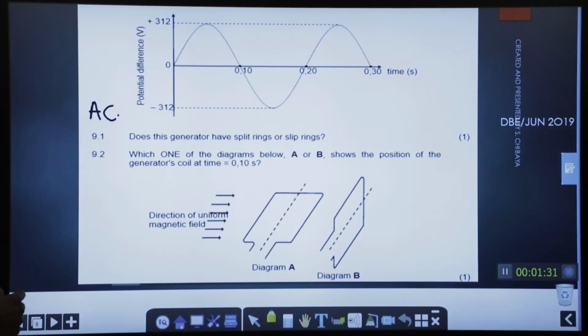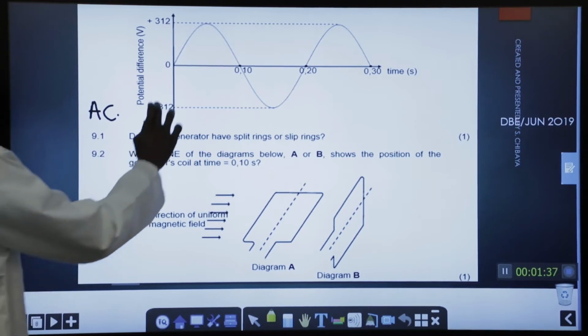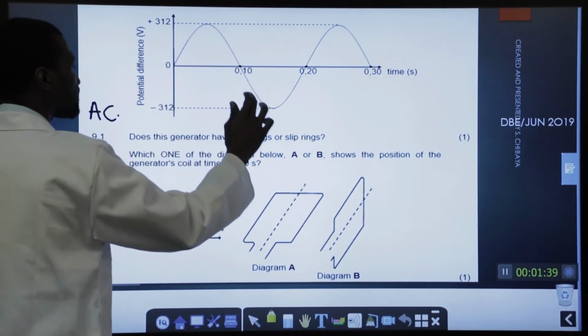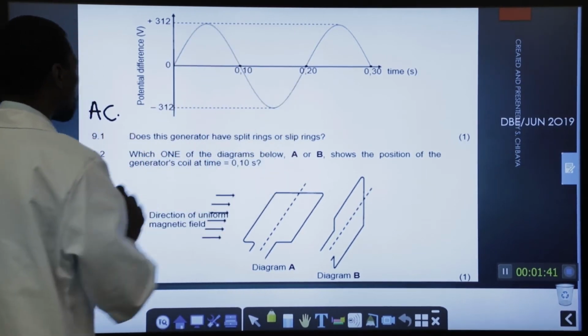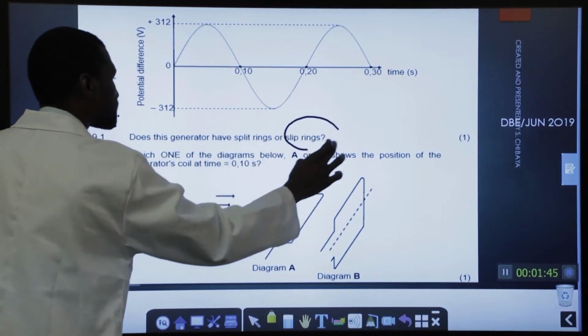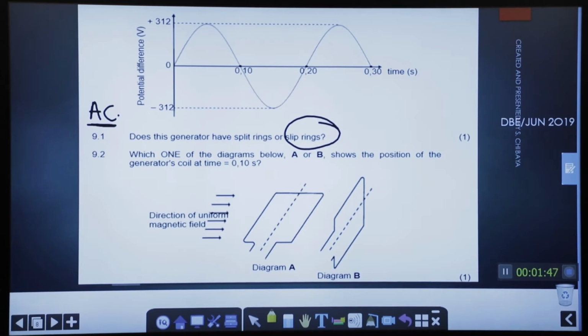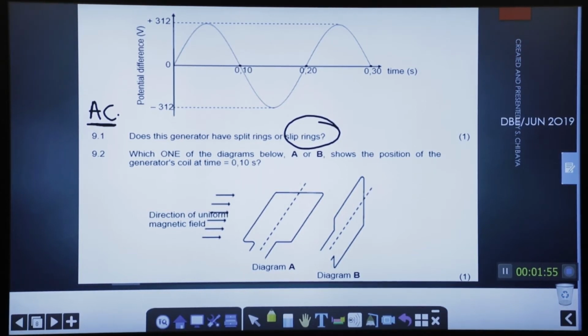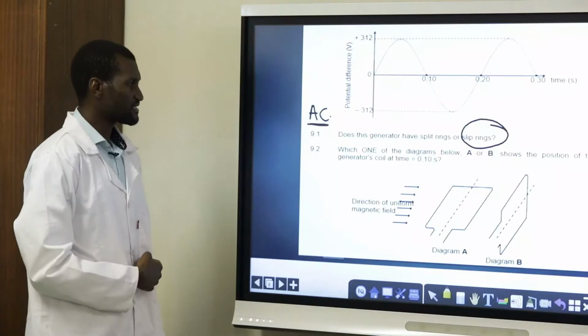It then says, does the generator have split rings or slip rings? Think of it, the graph is coming from positive and then to negative. Which one has got slip rings? It is the AC generator. Which one of the following diagrams below, A or B, shows the position of the coil at time 10 seconds?